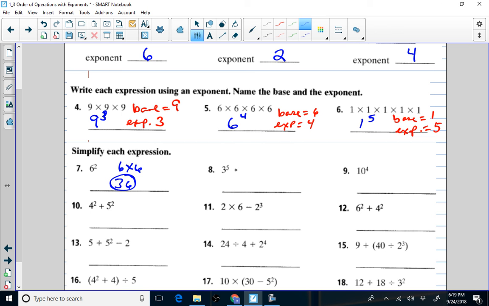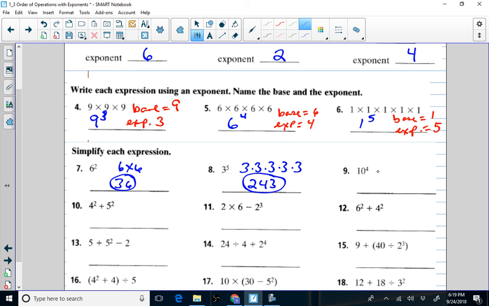If I write 3 to the 5th power as a product of its factors, that's 3 times 3 times 3 times 3 times 3. And then I multiply. 3 times 3 is 9, times 3 is 27. 27 times 3 is 81. 81 times 3 would be 243.